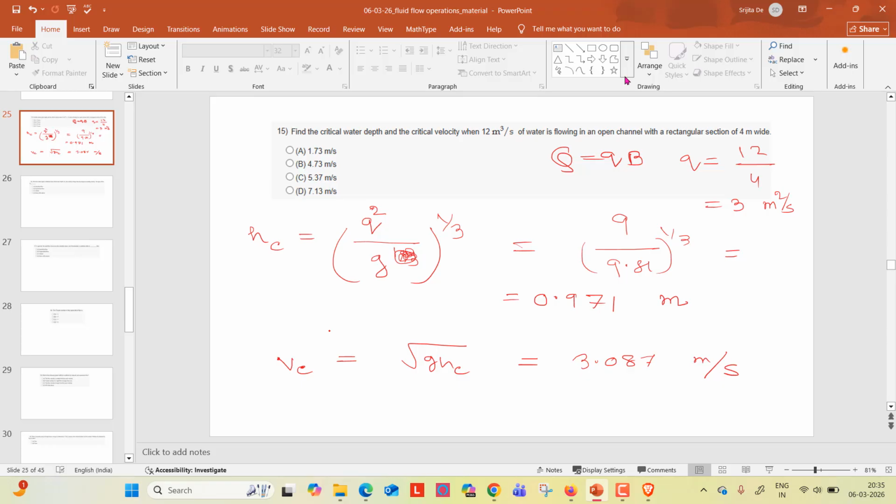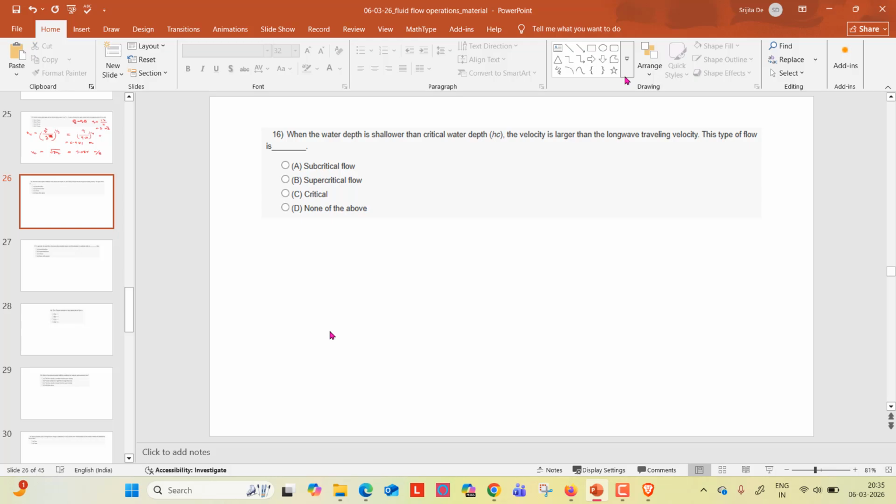Next question. When the water depth is shallower than the critical flow depth, the velocity is larger than the long wave traveling velocity. The type of flow is called what? So we have done it multiple times. We have seen in the video, when the water depth H is less than Hc, the fluid flow velocity is larger than the wave traveling velocity. So it is the supercritical flow. Option B.